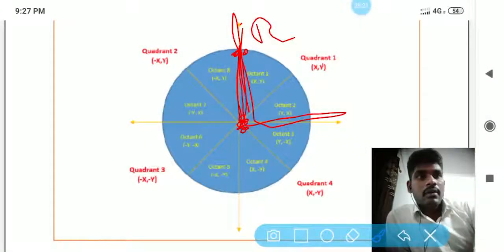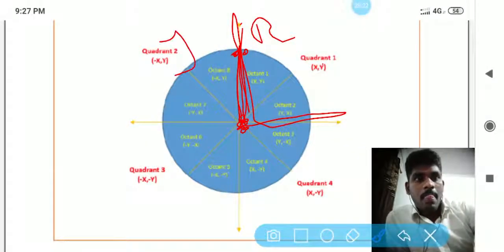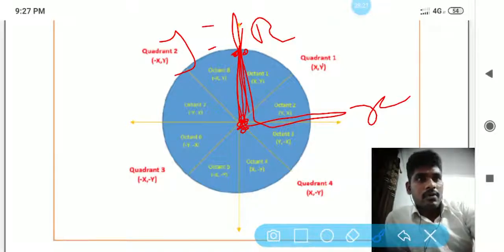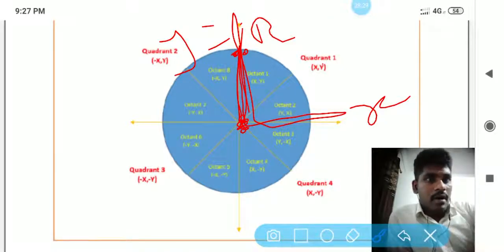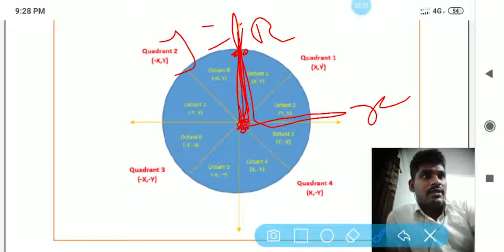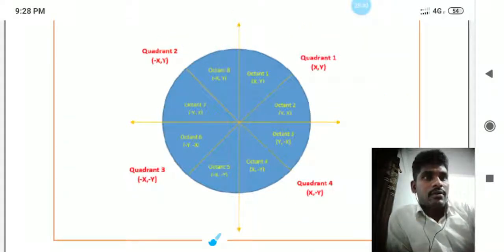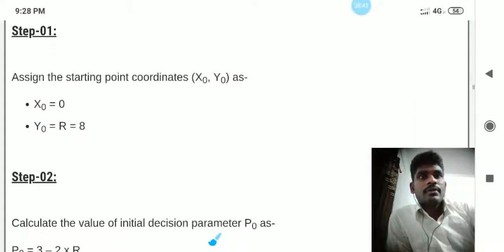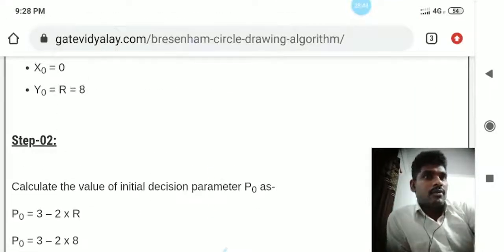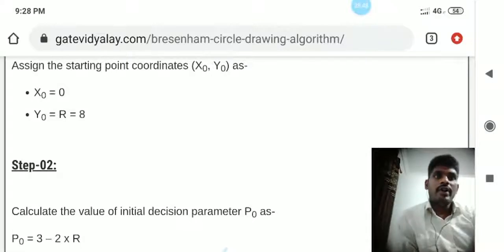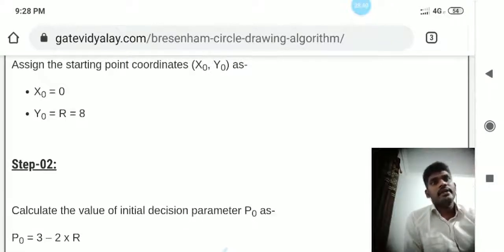Now listen. This is the y value and this is the x value. Now y equals r. What is the r value? The radius value, 8. Then r equals 8 means y equals 8. So y naught means the vertical value y, and x naught equals the horizontal value 0. Now y naught equals r, meaning 8.